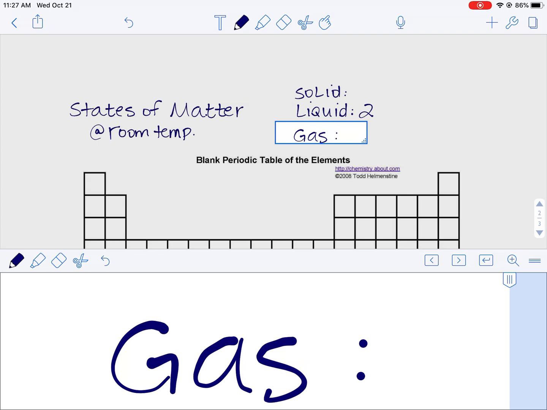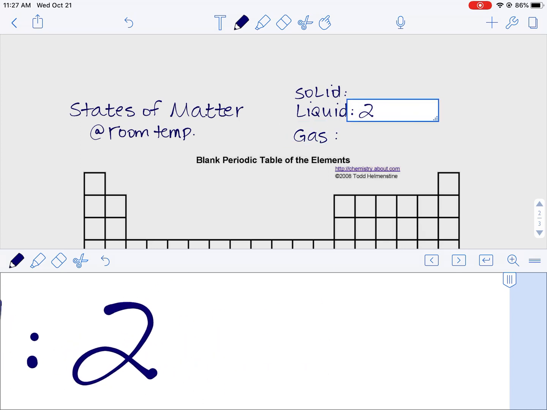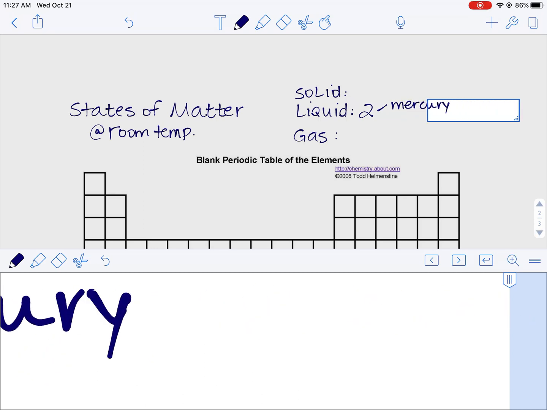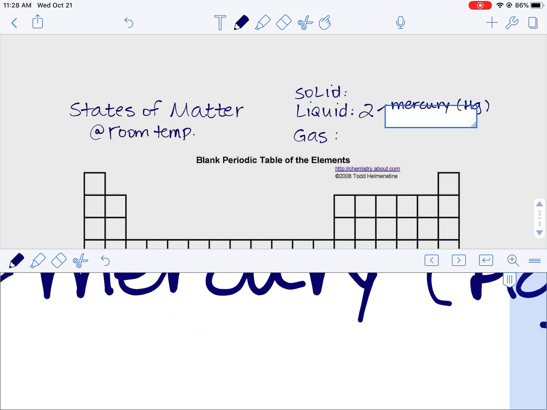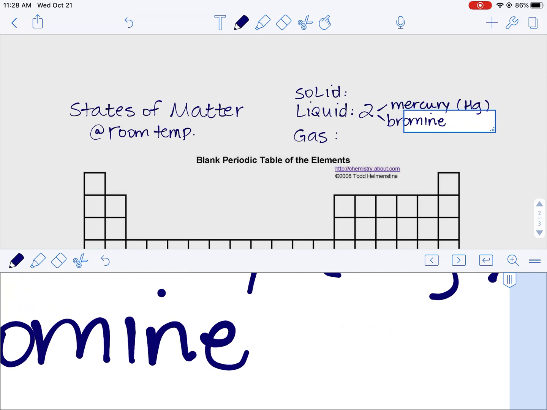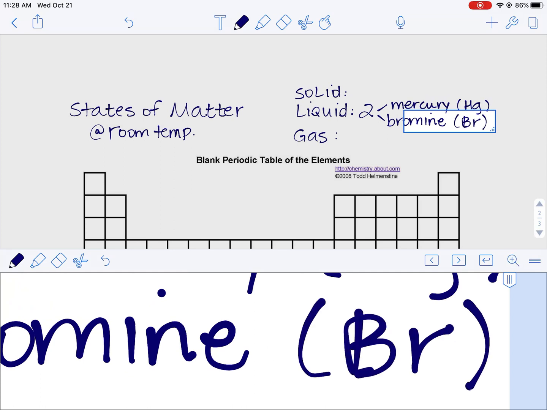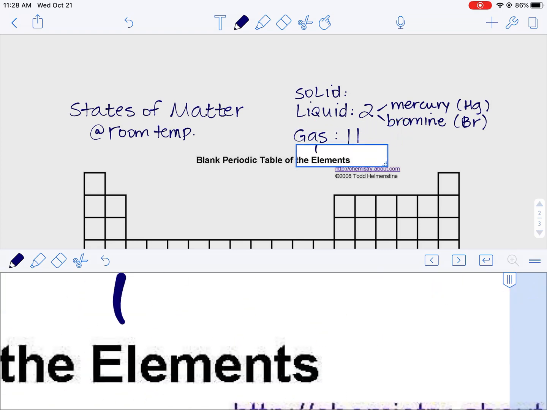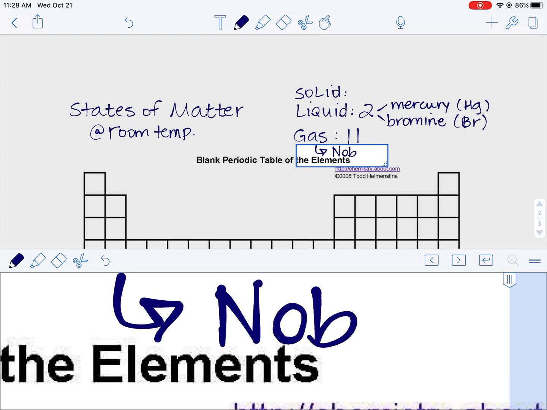So when we're describing this organization or division of the periodic table, we are keeping the temperature constant, which is room temperature. There are two liquids on the periodic table: mercury, whose symbol is Hg, and bromine, whose symbol is Br. The next division we'll talk about are the gases. There are 11 elements on our periodic table that are gases.